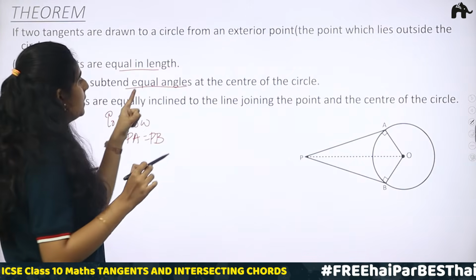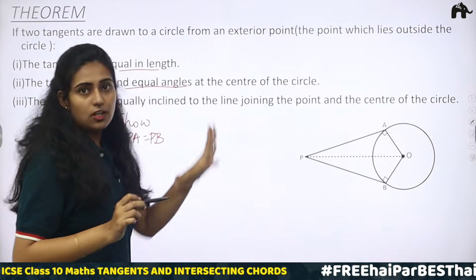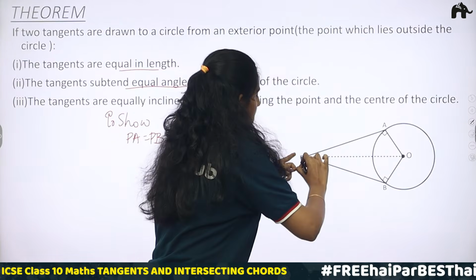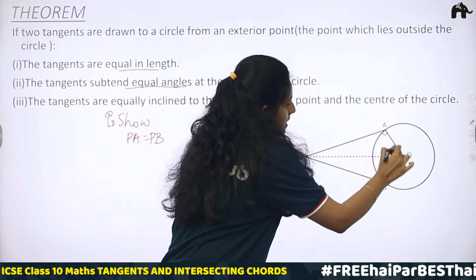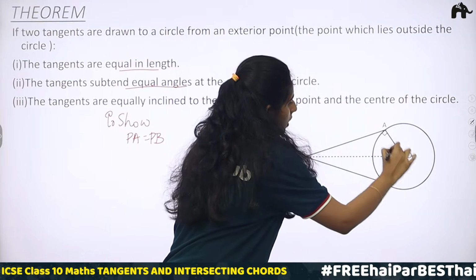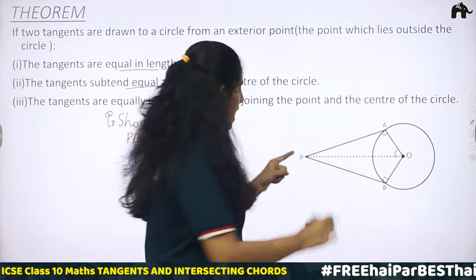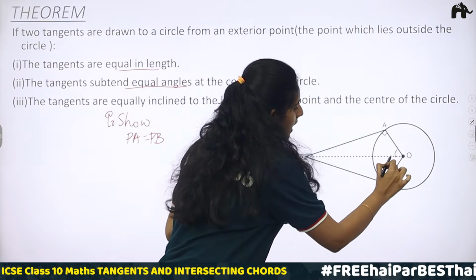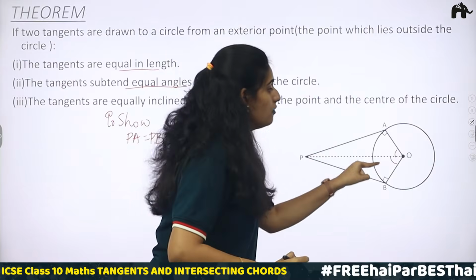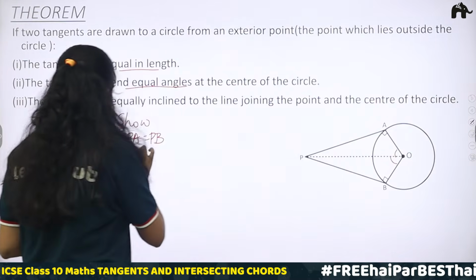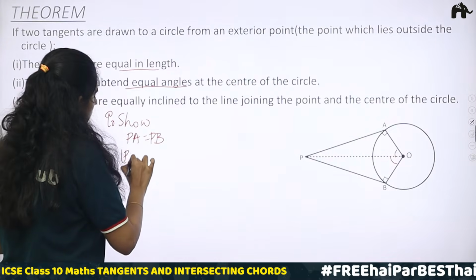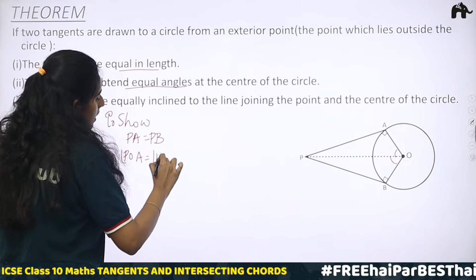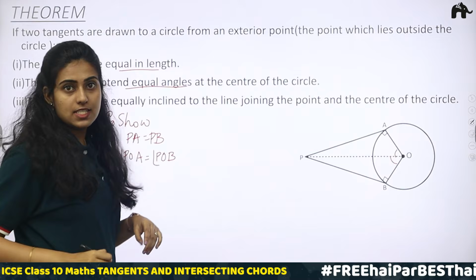Second, the tangents obtain equal angles at the center of the circle. Here we have center O. Tangent PA subtends an angle POA at the center and tangent PB subtends an angle POB at the center. They should be of equal measure. Angle POA should be equal to angle POB. This is the second one.